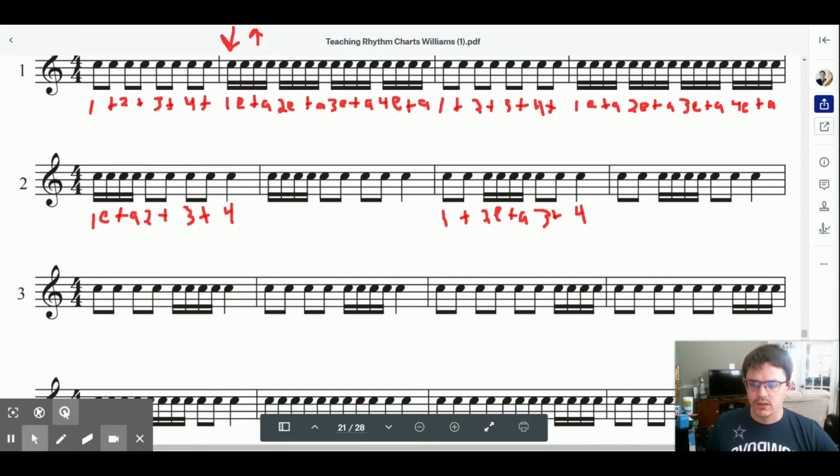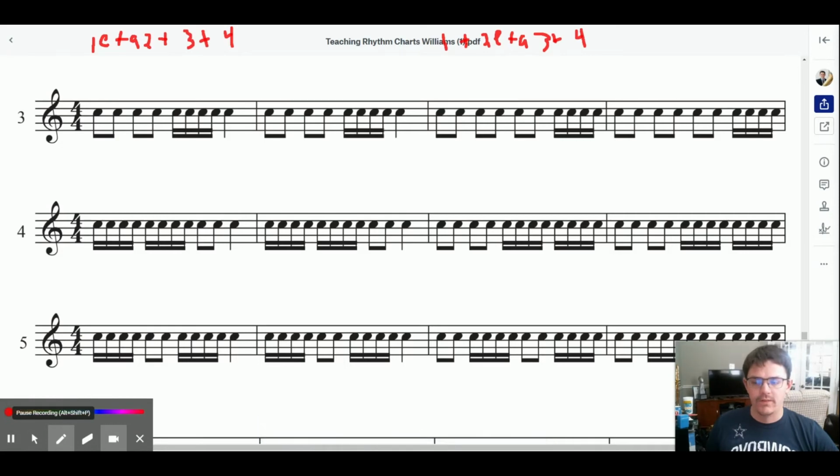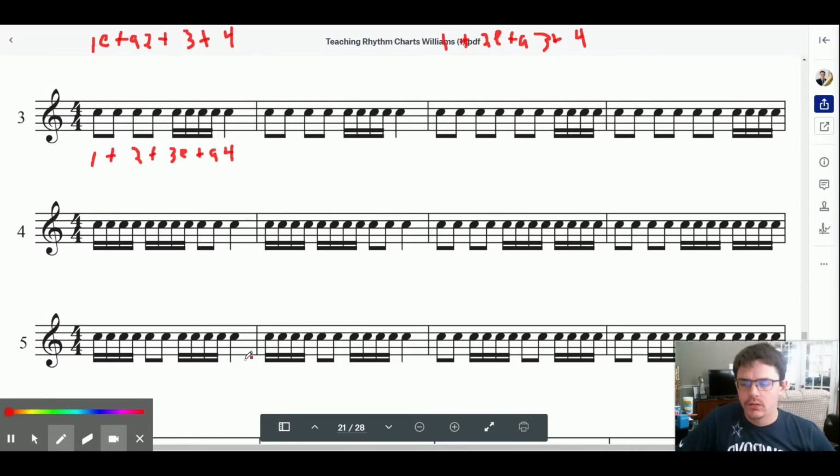Let's move on to line 3. I want to get through line 5 on this video is my goal. Alright, line 3. Go ahead and without me, write your counts in for your first measure. Alright, so you should have 1 and 2 and 3 E and a 4, because we've got 8th note, 8th note, 8th note, 8th note, 16th, 16th, 16th, 16th, quarter.